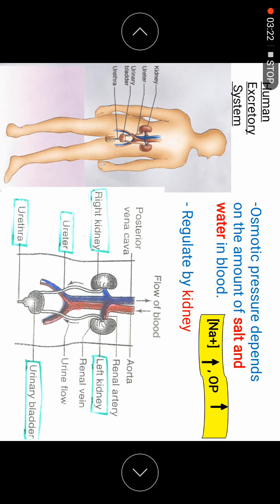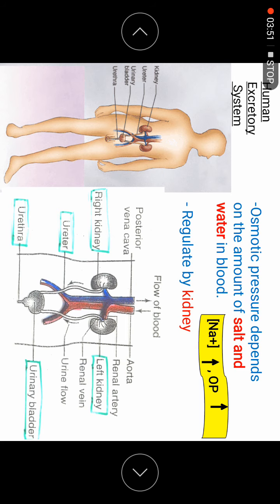Let's do some revision; this is what you learned in Form 3. We have the left and right kidney, and then you have the blood. We have two big blood vessels: one carries the blood in, and another carries the blood away from the kidney. When it carries blood away, it enters the vena cava, so to the heart. This one is from the aorta to the kidney.